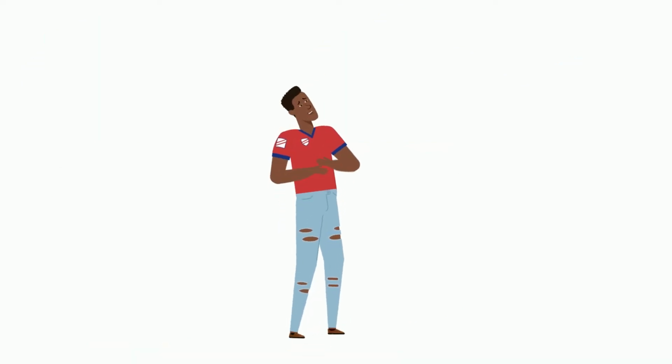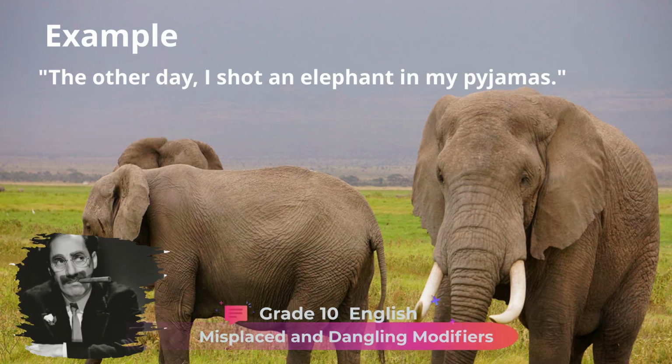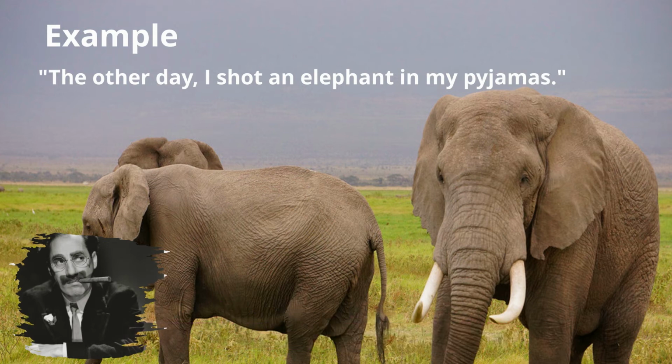Sometimes modifiers are intentionally used for comic effect. For example, Groucho Marx said, "The other day, I shot an elephant in my pajamas." Read it for yourself silently. What are your thoughts? Did you come up with anything interesting? I have one question for you to help you to decode the statement. How did the elephant get into his pajamas?